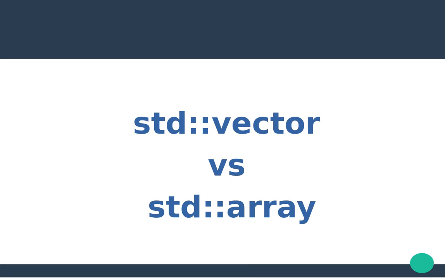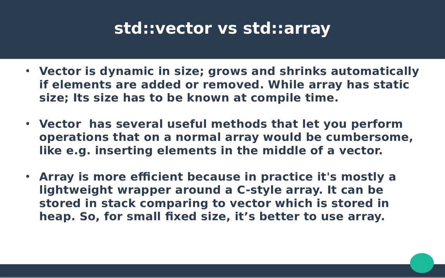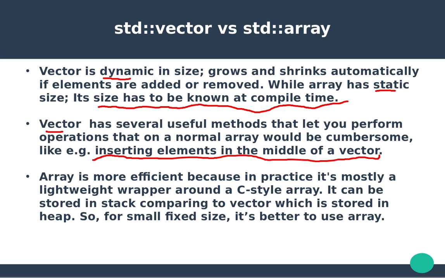Let's talk about the differences between vector and array. First of all, vector is dynamic in size, it grows and shrinks automatically if elements are added or removed, while array has a static size. Its size has to be known at compile time. Vector has several useful methods that let you perform operations that would be hard on a normal array, like inserting elements in the middle of the vector, which is not easy to do in an array.